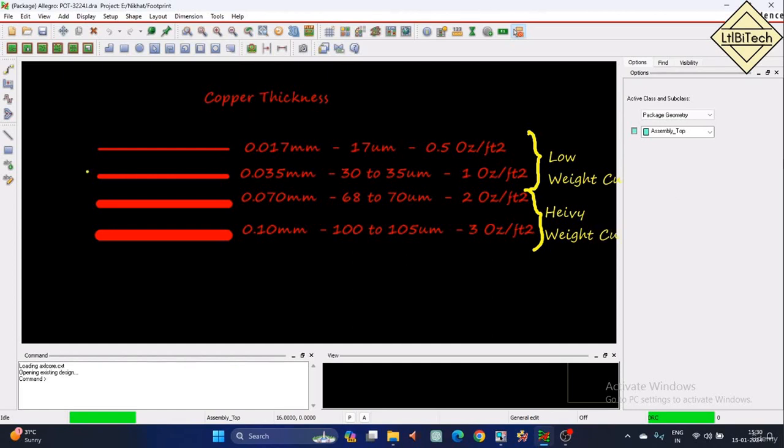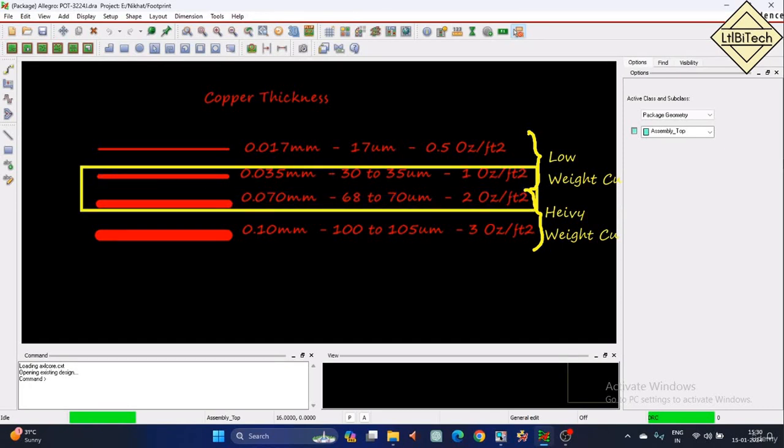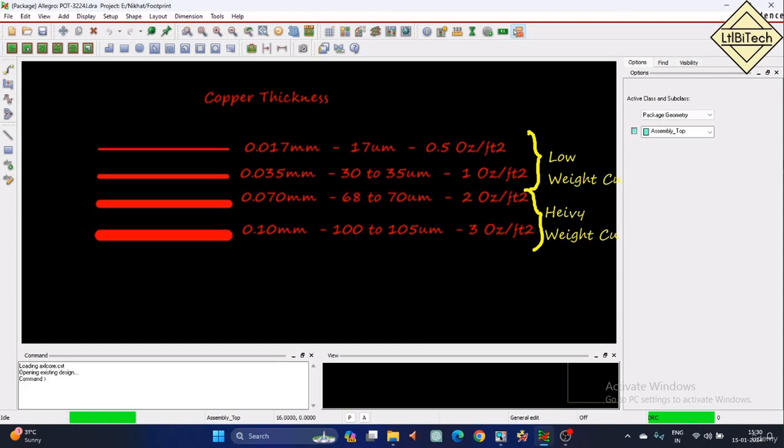So the most widely used will be either 1 ounce or 2 ounce. Depending upon the current and depending upon the temperature, we choose different copper thicknesses. For example, if you have a negligible current, such as milliamps or microamps of current, which is very negligible, then we'll go for a 0.07 mm or 17 microns.